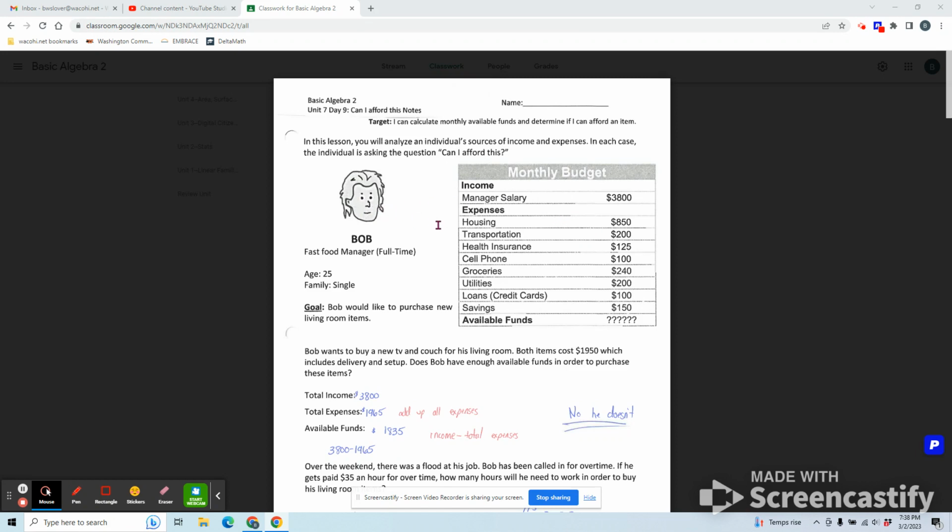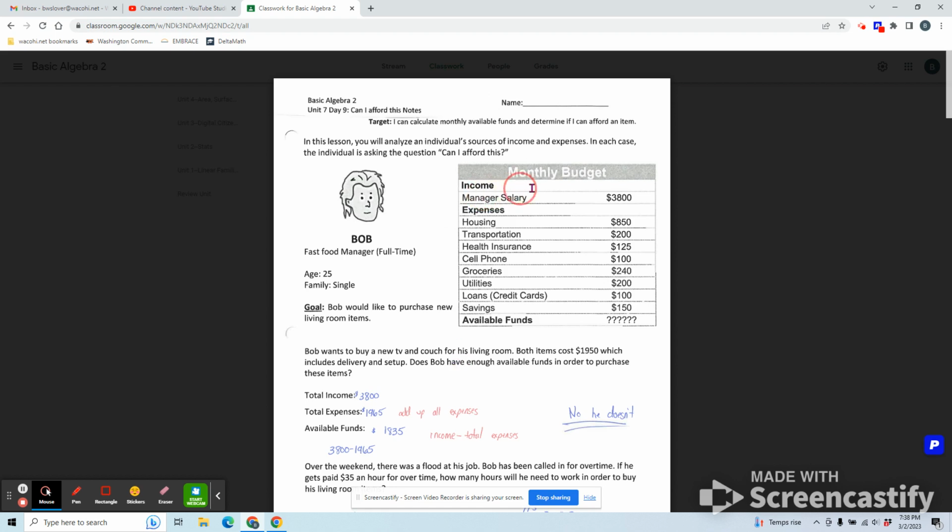So this is Bob. Bob's a fast food manager. He's 25 and he's single. Bob wants to purchase some new living room furniture. So he wants to buy a TV and a couch for his living room. Both items cost $1,950 with delivery and setup. Does Bob have enough available funds in order to purchase these items?